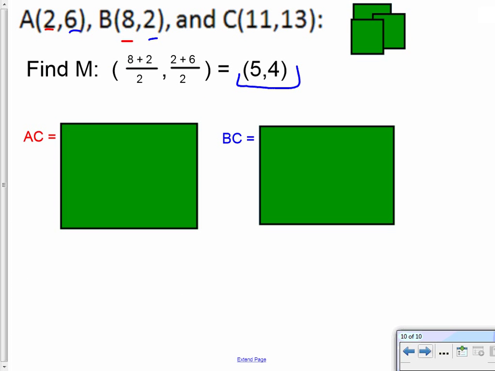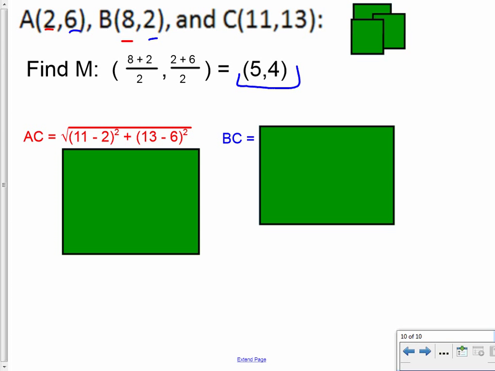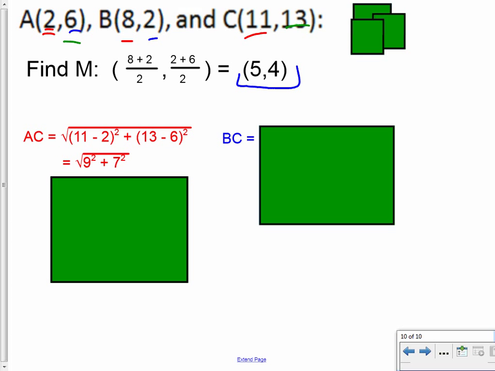We'll come back over here and, again, plugging everything into our distance formula. A to C, plug in our x values, 11 and 2. 11 minus 2, we'll square that. Plug in our y values, 13 and 6. So 13 minus 6, and then square that, and we'll take the absolute value of everything. So it becomes the absolute value of 11 minus 2 is 9 right here. 13 minus 6 is 7 right here.